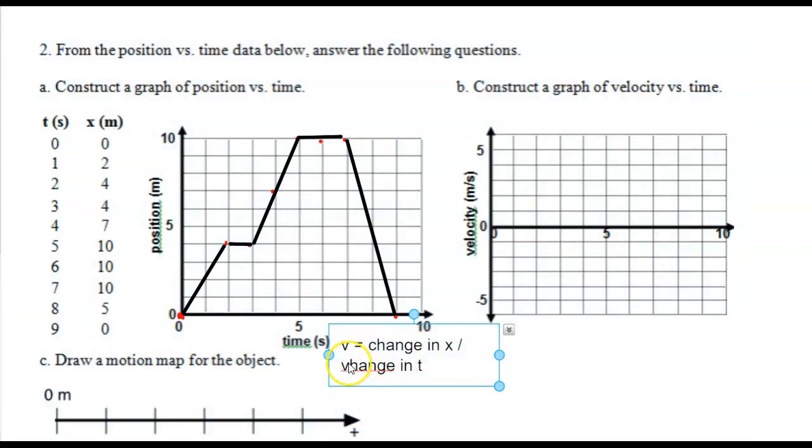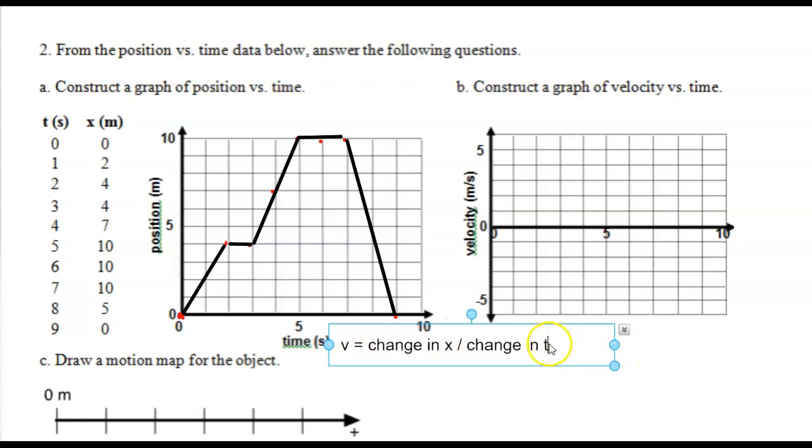So I spelled change wrong as well. And change in position over change in time, that is equal to the slope on the position versus time graph. So we're just going to calculate slopes here. So the first slope we want to do, we want to do the rise over the run.